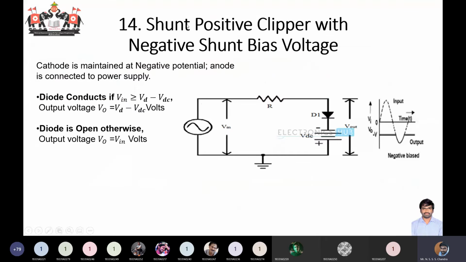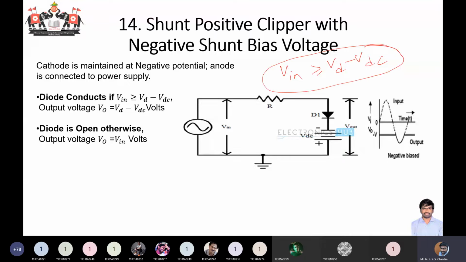And then shunt positive clipper with negative shunt bias voltage. So the earlier circuit and this circuit are very much similar. The only thing is that instead of plus VDC, we are keeping minus VDC. So when the diode is in conducting region, earlier the condition was Vin should be greater than or equal to VD plus VDC in the previous case. Now it will be VD minus VDC. So when this condition is satisfied, diode is conducting.